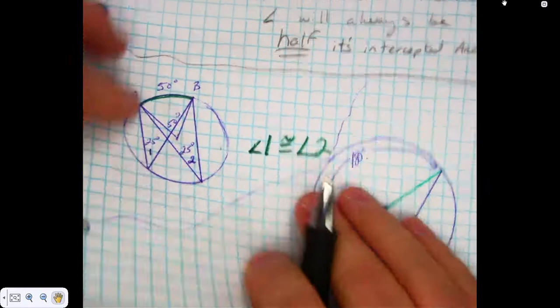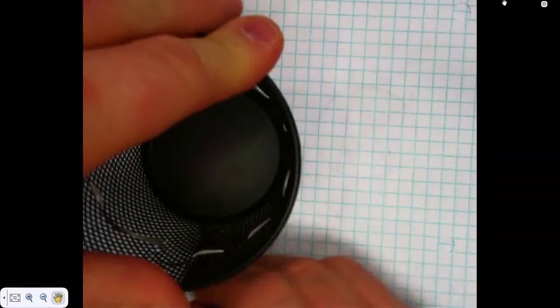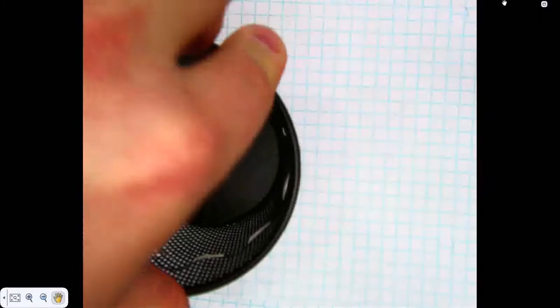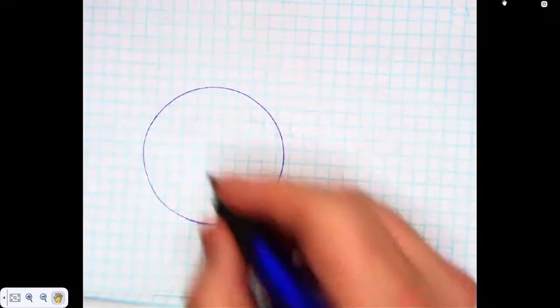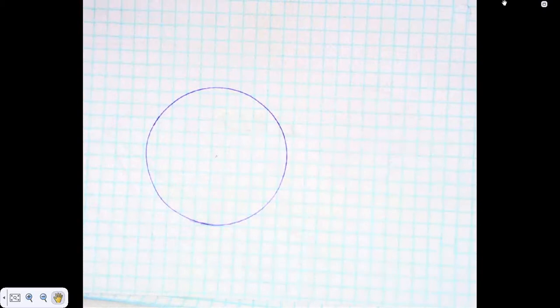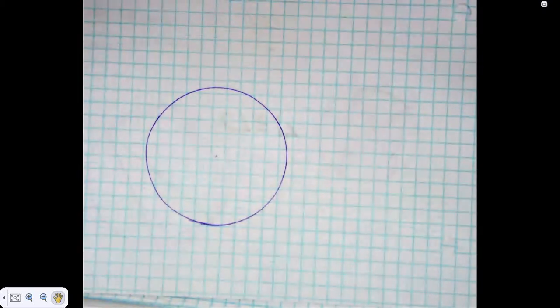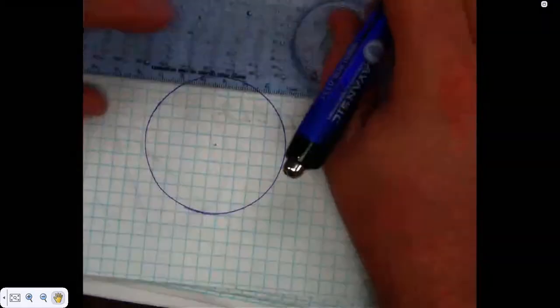Don't have to write this down either, but a lot of these theorems are all based on that one fact, that an inscribed angle is half its intercepted arc. A lot of these theorems are just derived from that. They have a theorem that talks about this.